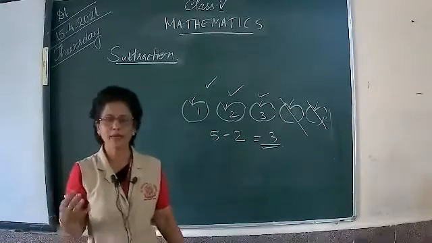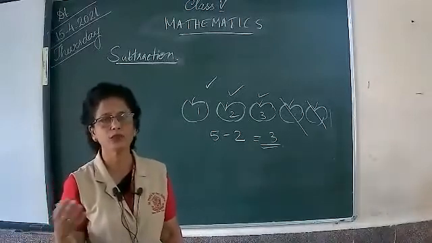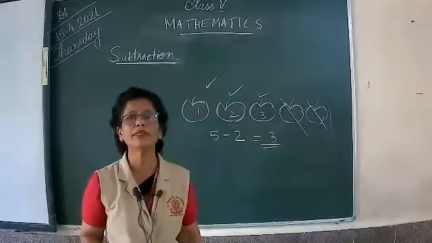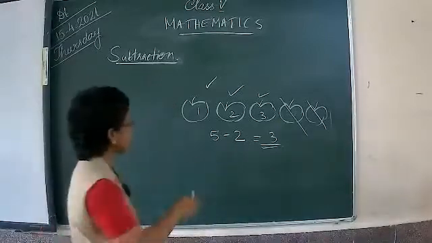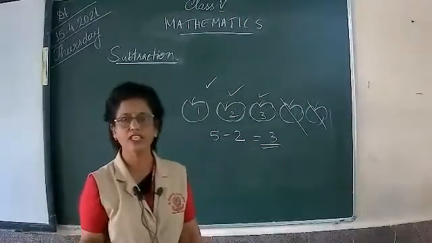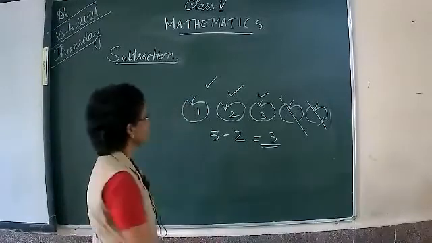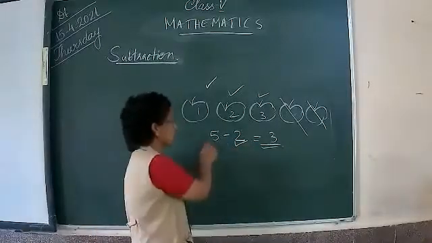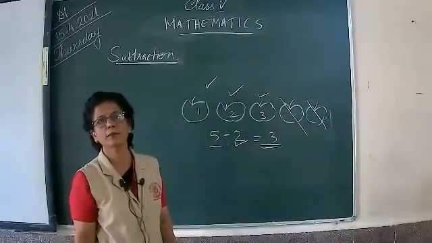Children, the same subtraction we are doing in the higher classes also. In class 2, class 3, class 4, you have learned the same subtraction. The only difference is that the number of digits increases. There you learned 1 digit numbers and later 2 digits, 3 digits, 4 digits. In class 4, you learned 5 digits and 6 digits. So 5 minus 2, the answer is 3. That means when you take away 2 from 5, you get 3. That is subtraction. All of you understood?